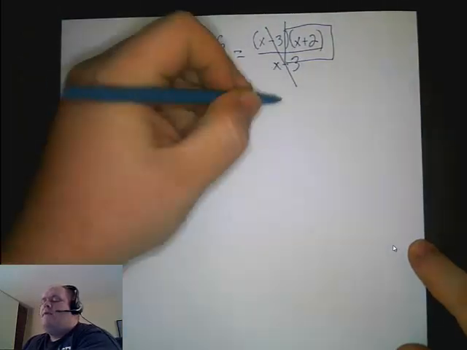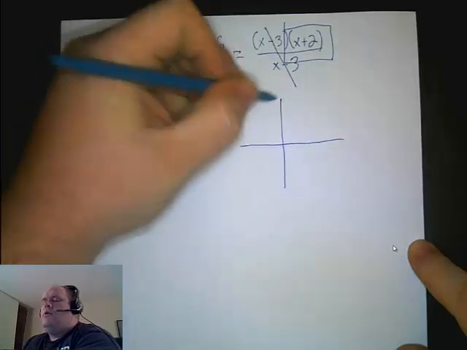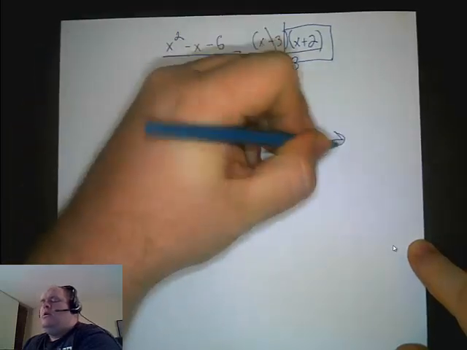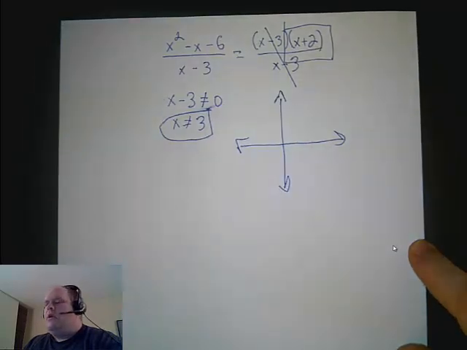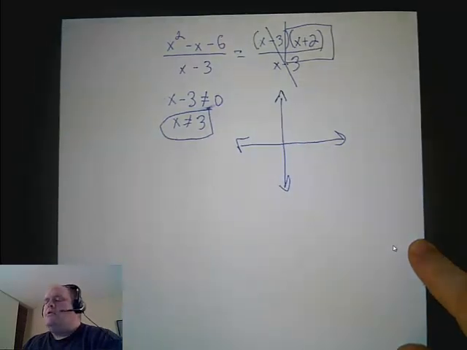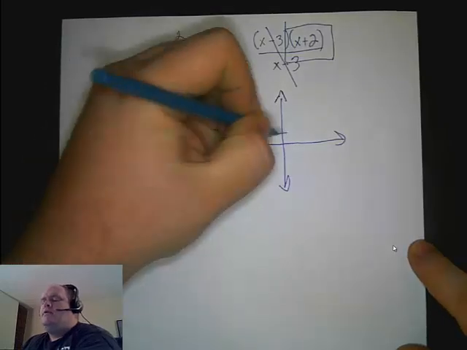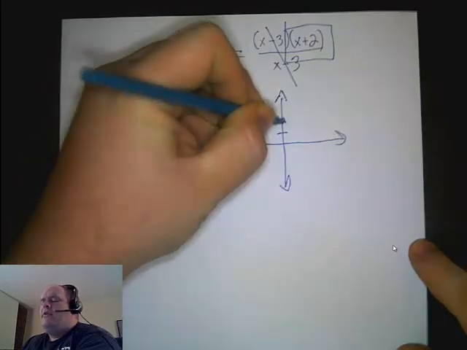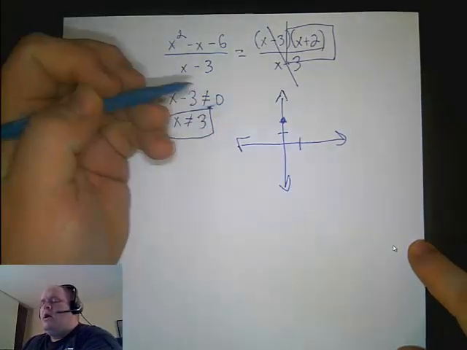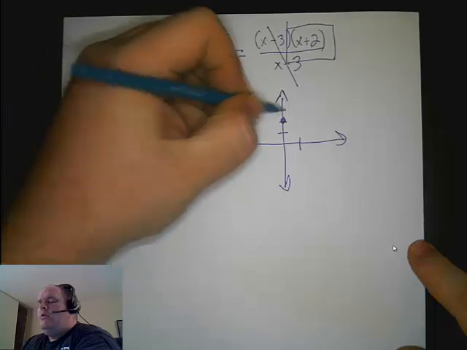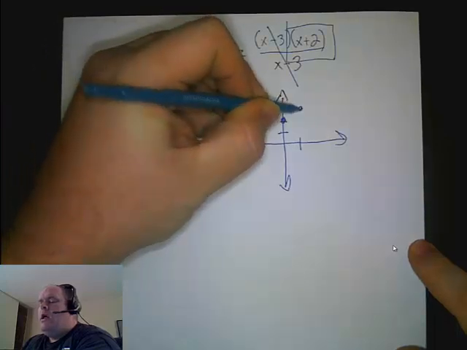If I was to graph that on a coordinate plane, well, x plus 2 is a very simple linear equation. So x plus 2, the starting point, the y-intercept, is positive 2, and it has a slope of 1 because that's the coefficient of x. So if I go up 1, I'm going to get the point 1, 3.